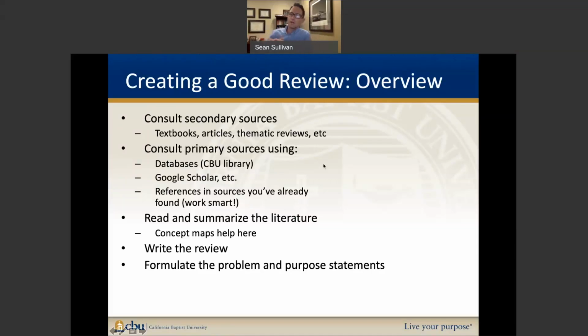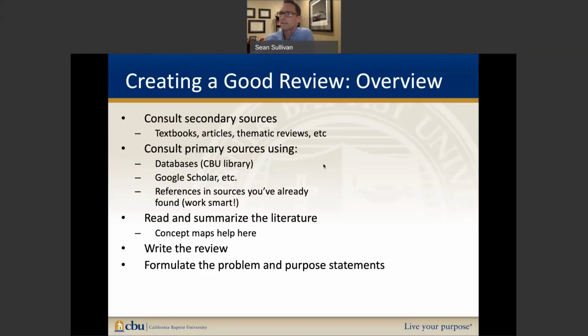So then, how do I locate good sources and how do I bring them together in a way that introduces the reader to something that matters and that actually helps me collect good data? Here's the overview. And I would say that they're interchangeable.